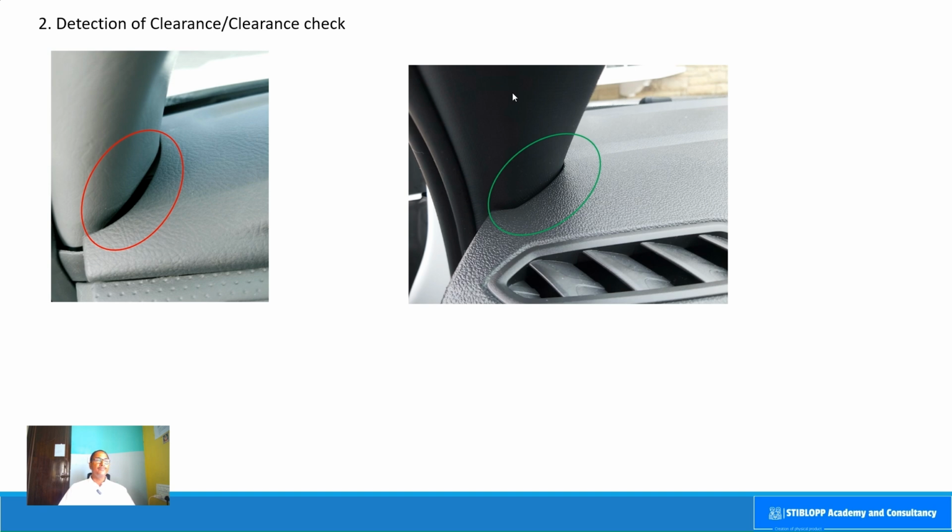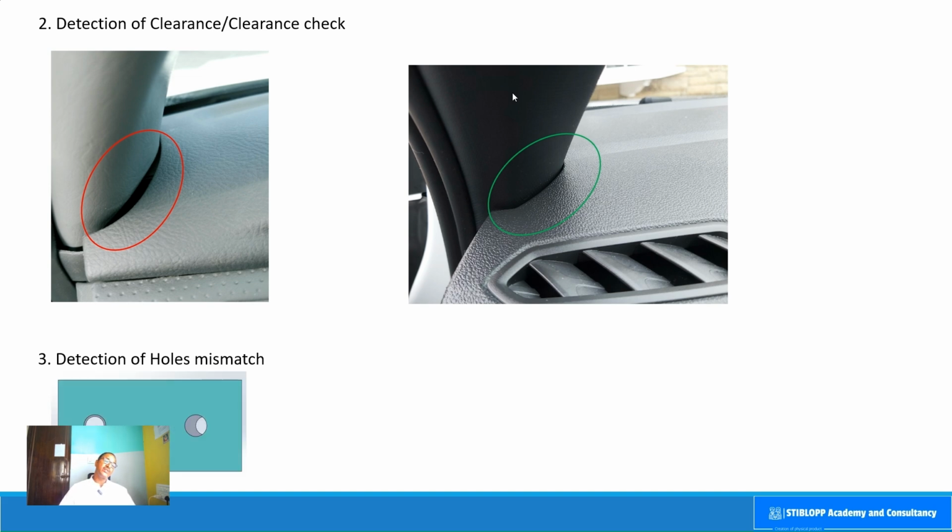Okay. The next step is detection of the hole mismatch, and this is a common problem which we generally come across. So this blue part is a part of another member, and the gray part is the frame or the structural member on which this blue part gets mounted.